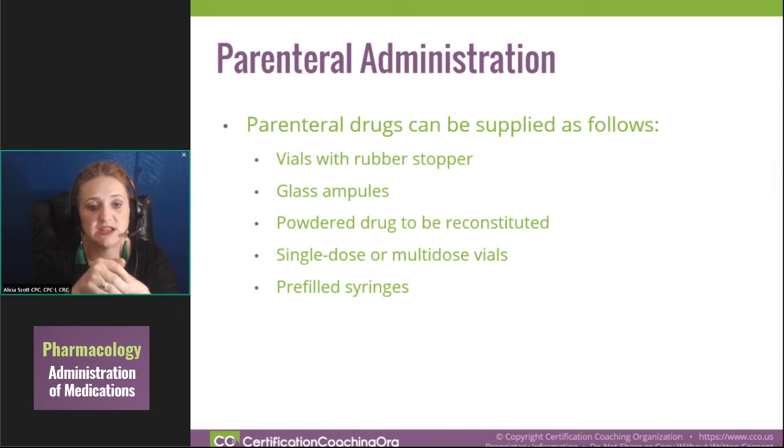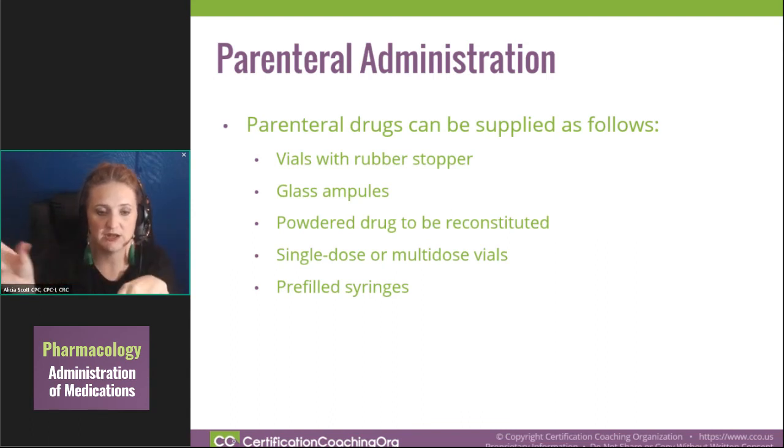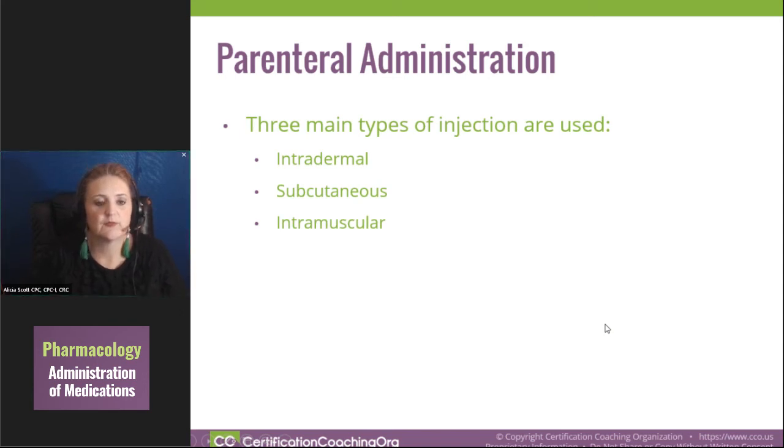There are single dose or multi-dose vials. Insulin would be a multi-dose vial. And we also have pre-filled syringes. So when you have things like flu shots, a lot of times now they come in pre-filled syringes, and they even have the needle attached and everything. So you literally unsnap it, give them the injection, cover it back up, and throw it out. It's all ready to go in individual dosing.